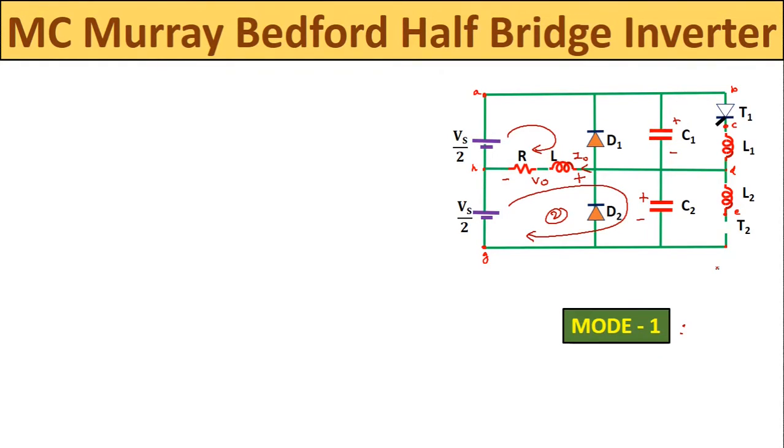The operation of this circuit is divided into 5 modes of operation. First we will discuss mode number 1 operation, which occurs before time t equal to 0. So before time t equal to 0, only T1 thyristor will be conducting, therefore it will conduct the load current I0, and T2 thyristor will be in the off condition.